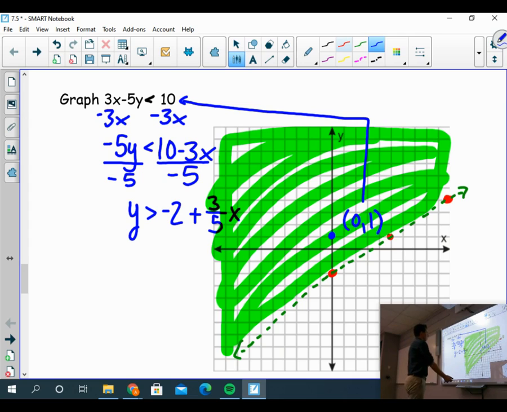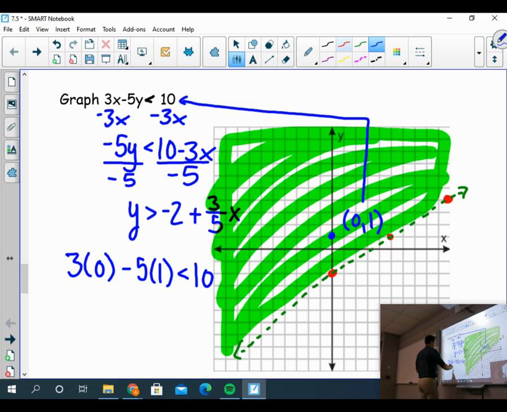So what we want to do is plug that into the original, see if we made any mistakes, whether in our algebra or just in our graphing. And when I do this, I get a true math statement indicating that yes, I have shaded the correct region. These points that are above the line, the boundary line, 3x minus 5y equals 10, any point above that will make the inequality true.